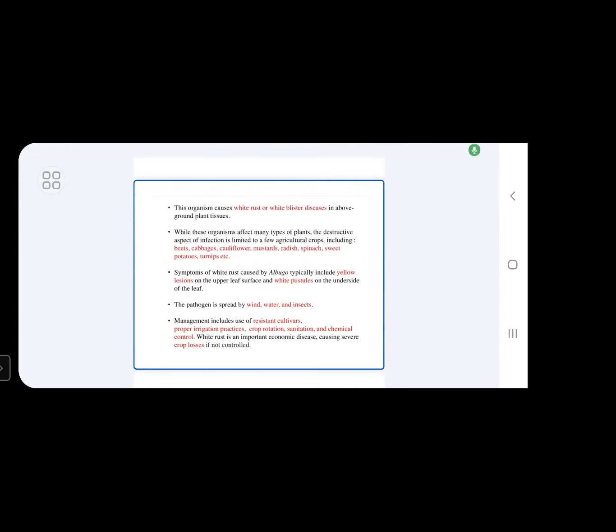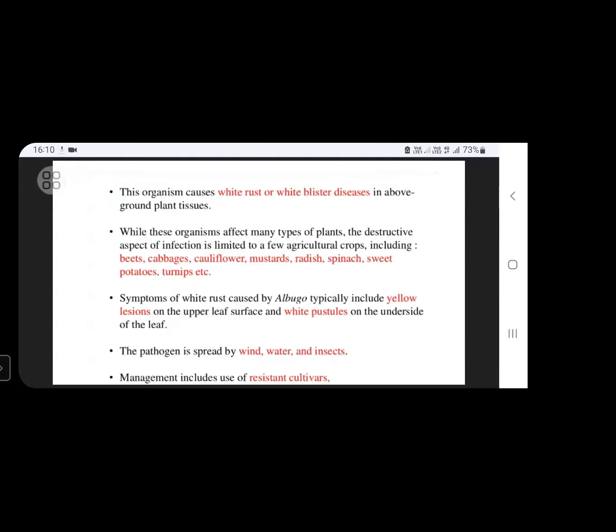That's called the white rust disease. The fungus Albugo causes one disease in all these flowering plants, and that disease is called white rust disease. Here in India, this genus comprises 7 species. An important species is Albugo candida. This Albugo candida infects mustard plants, cabbage, radish, turnip, cauliflower, and other Brassicaceae members. In all these plants, Albugo candida causes white rust disease.